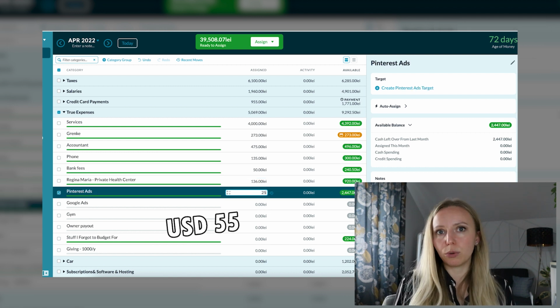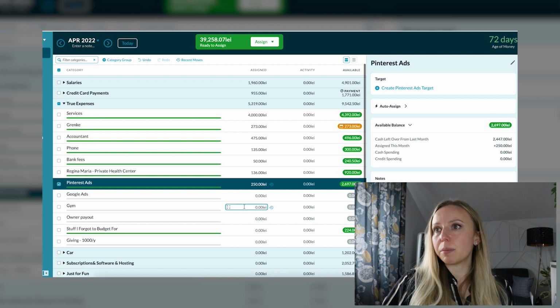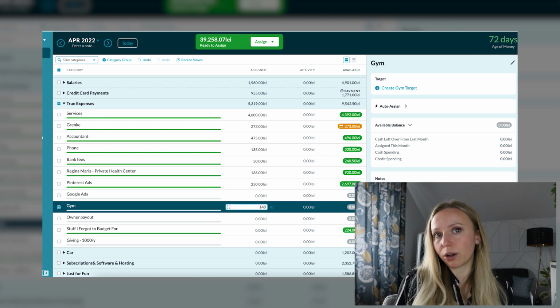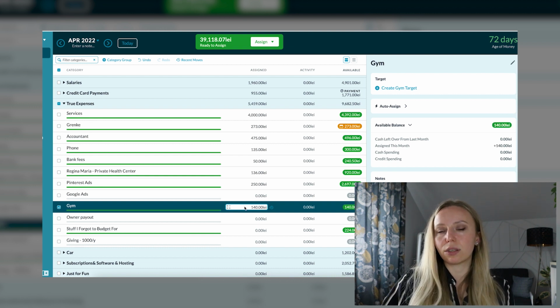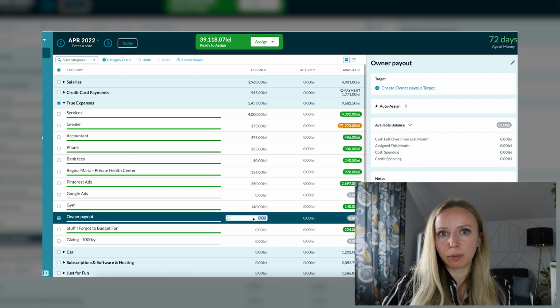Pinterest ads are 50 euros every month. This will increase next month because I plan to launch a new website, and I plan to promote it on Pinterest and also on Facebook. So in my next budget, you will also see a line item for Facebook ads. Google ads we are not doing at the moment. I am able to give myself a gym membership as a bonus from my company. It's deductible. Yeah, it's an employee bonus basically. That is almost 30 euros. I don't plan to take out any extra money for myself in the month of April.